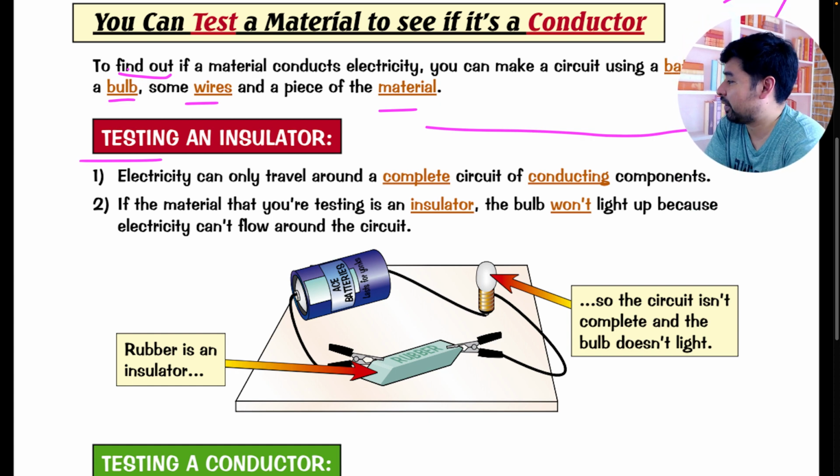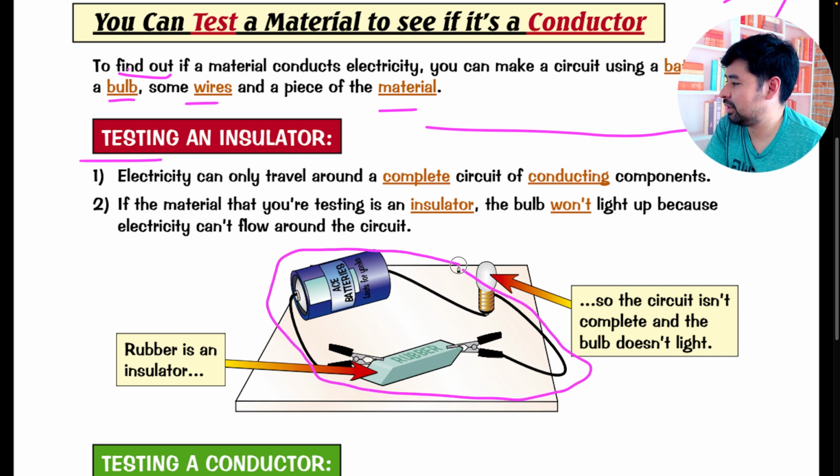Okay, so let's see. Number one, electricity can only travel around a complete circuit of conducting components. When we say complete, it means like we have in the picture here. Complete means they have to be all connected. And of course, they should be conductors, like they should be able to conduct.